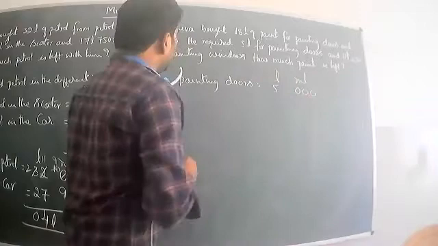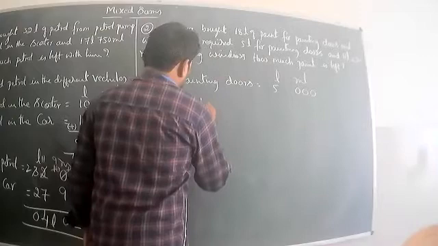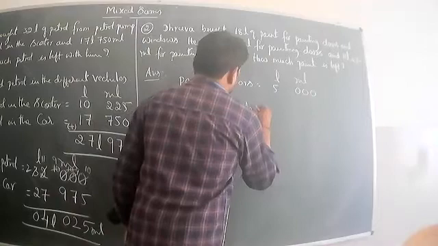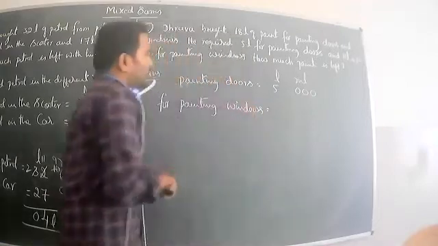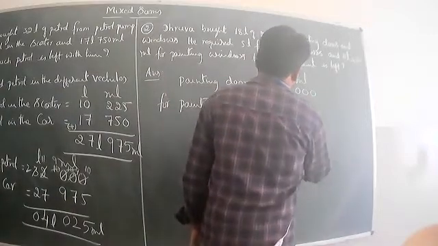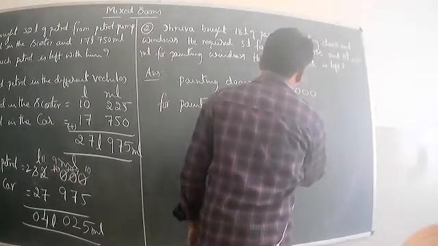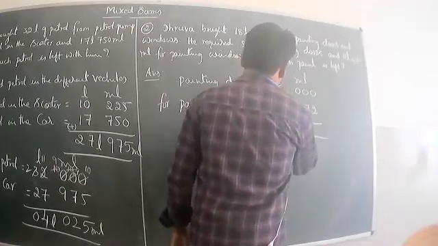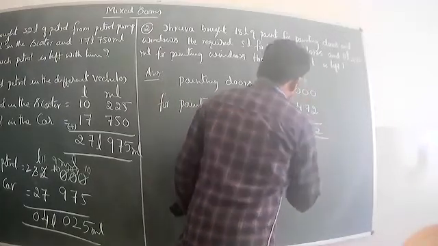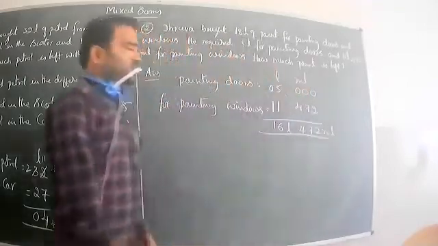Next, for painting the windows, how much does he have to spend? 11 liters 472 ml. So we can do addition or subtraction. Addition. Okay. 2, 7, 4, 6, 1. 16 liters 472 ml.